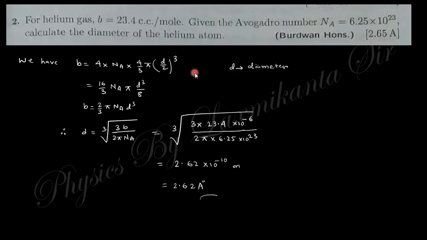Go to the next question, which says: for helium gas, B is given, along with the Avogadro number. Calculate the diameter of the helium atom. You know that B is related as 4 Na into the volume of this molecule, 4 third pi r cube, where r is d by 2, and d is the diameter. Rearranging, you get B equal to 2 third pi Na d cube. So d is the cube root of 3B by 2 pi Na. Just put in this value, and you can easily find that the diameter of the helium atom is 2.62 angstrom. Go to the next one.